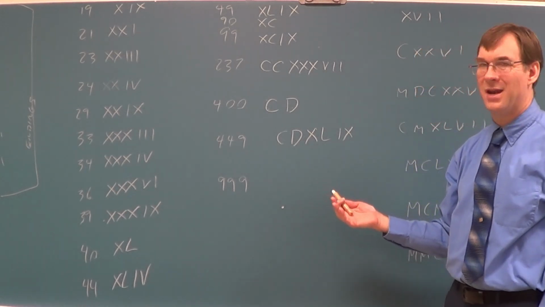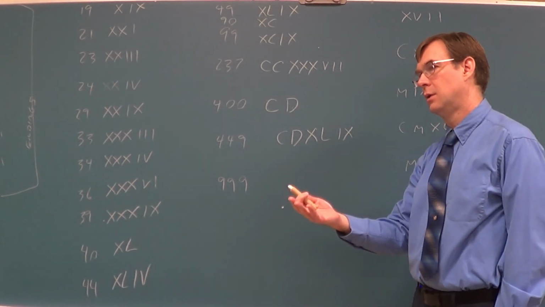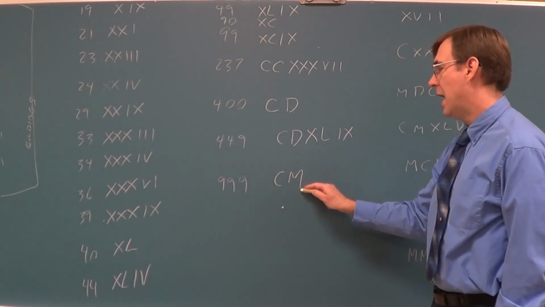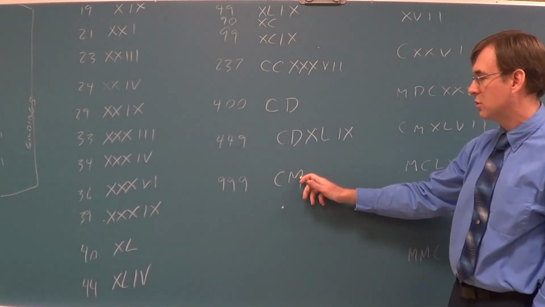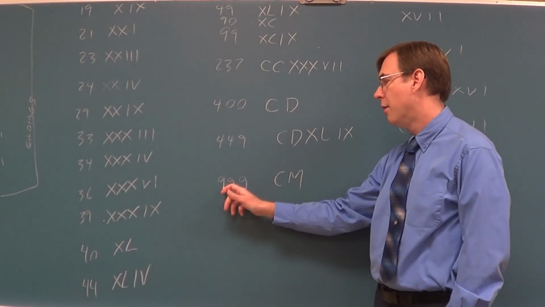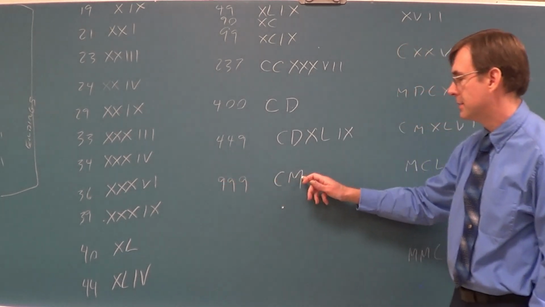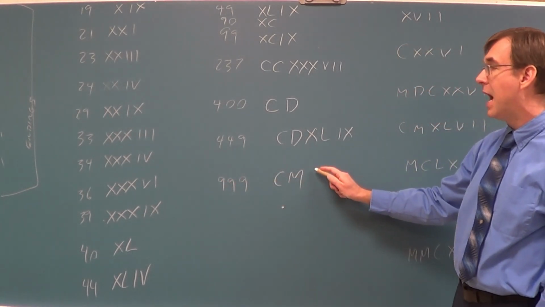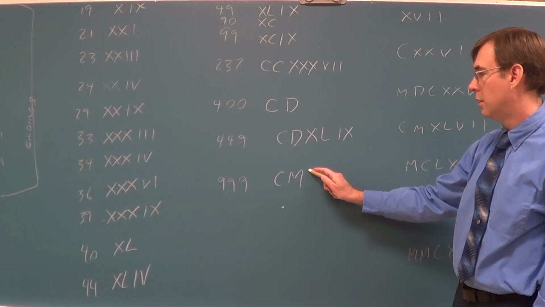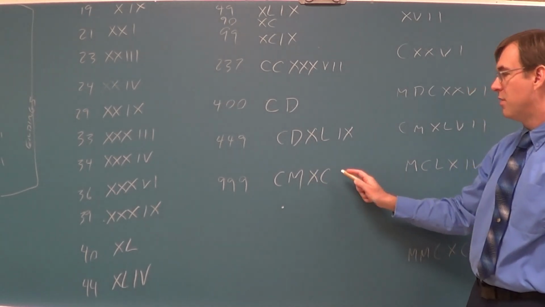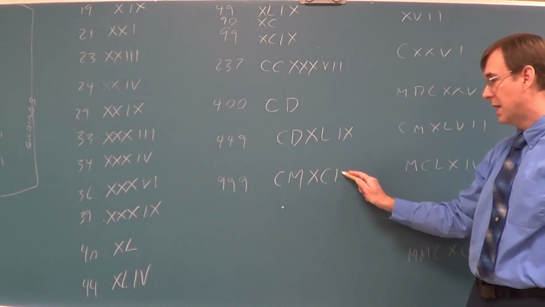Can anybody tell me how to do anything that's in the 900s? It would be CM. Subtracting 100 from 1,000 is the only way you can build 900. So anything with 900s is a CM move. Then the 90 we did a little bit ago, XC. And the 9 we've been doing for a while now, that's an IX.